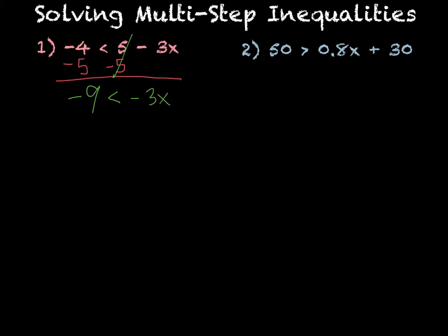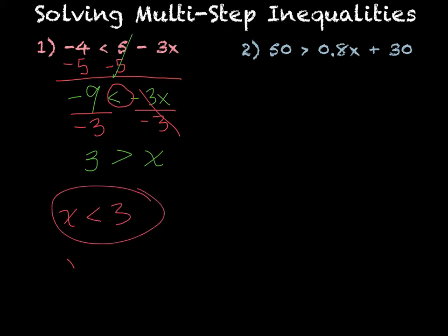So the next thing we have to do is get rid of the negative 3 times x. I'm going to divide by negative 3. When you divide by a negative, you have to flip the sign. So what I'm going to have is a greater than sign. Negative 9 divided by negative 3 is a positive 3 and x. So my final answer is x is less than 3.